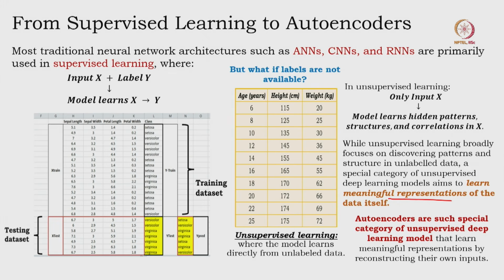So now, if that is your requirement, what kind of model will help us to learn this meaningful representation? We have autoencoders. So, what is an autoencoder? It is an unsupervised deep learning model, which primarily focuses on learning the meaningful representation of the data. And why does it have to learn a meaningful representation? So that it can reconstruct its own inputs. Whatever it has learned, it can reconstruct that particular data.